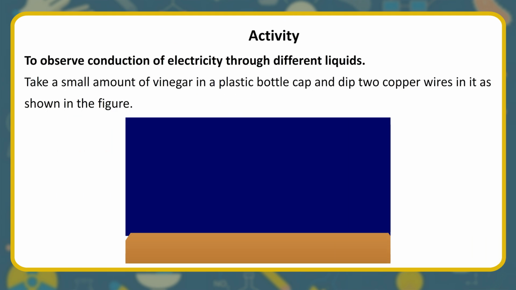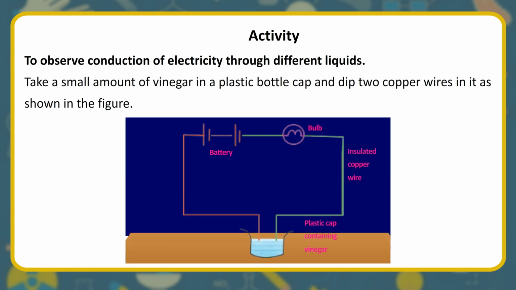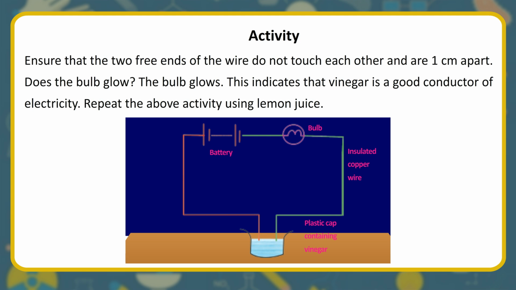Activity. To observe conduction of electricity through different liquids, take a small amount of vinegar in a plastic bottle cap and dip 2 copper wires in it as shown in the figure. Ensure that the 2 free ends of the wire do not touch each other and are 1 centimeter apart. Does the bulb glow? The bulb glows. This indicates that vinegar is a good conductor of electricity.